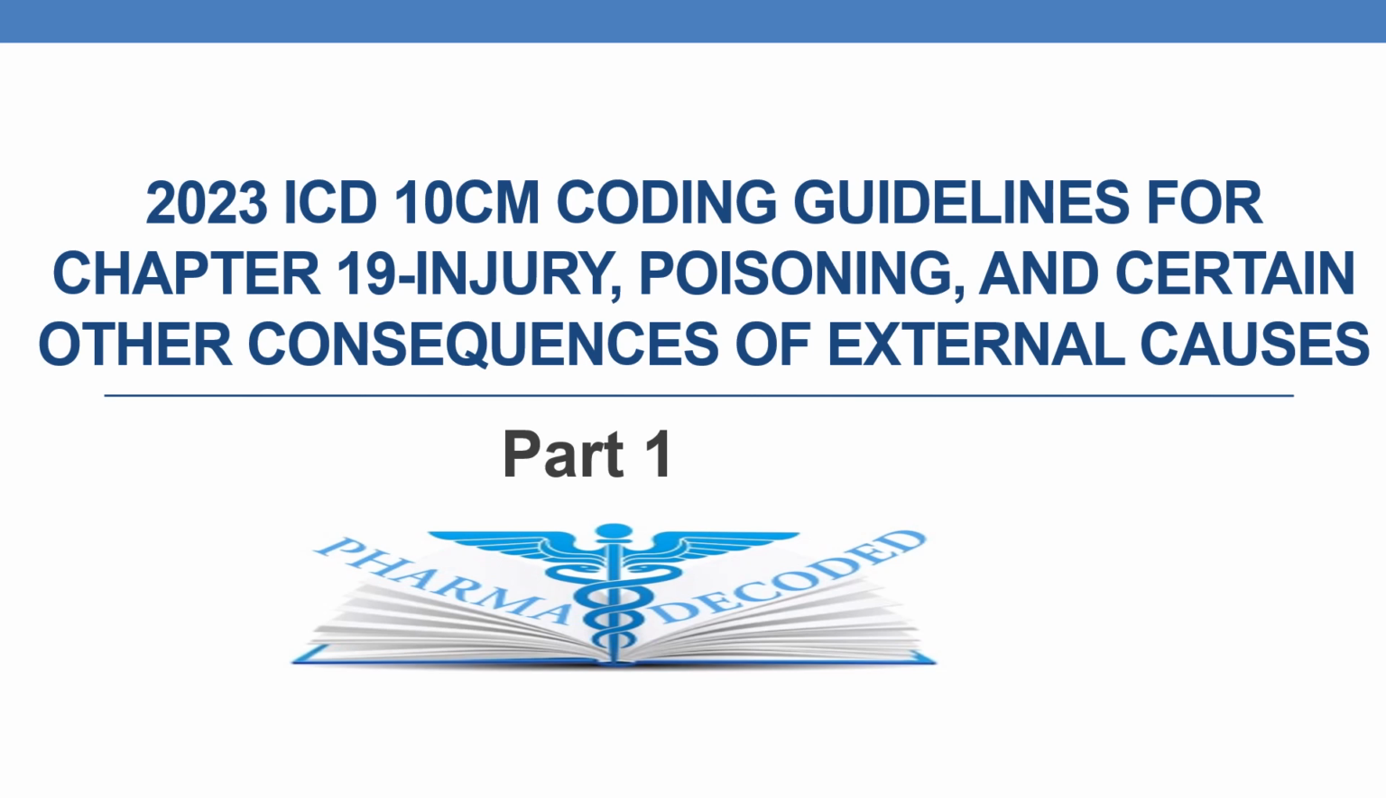Hello everyone, now let us discuss the 2023 ICD-10-CM coding guidelines for chapter 19, which covers injury, poisoning and certain other consequences of external causes. In part 1, we will be discussing mainly how to code traumatic fractures.